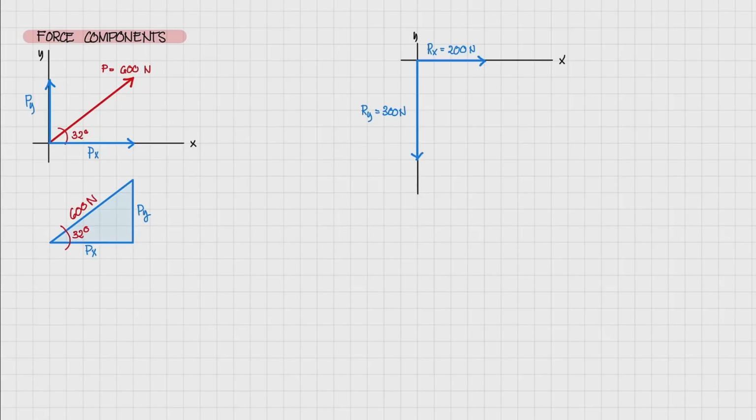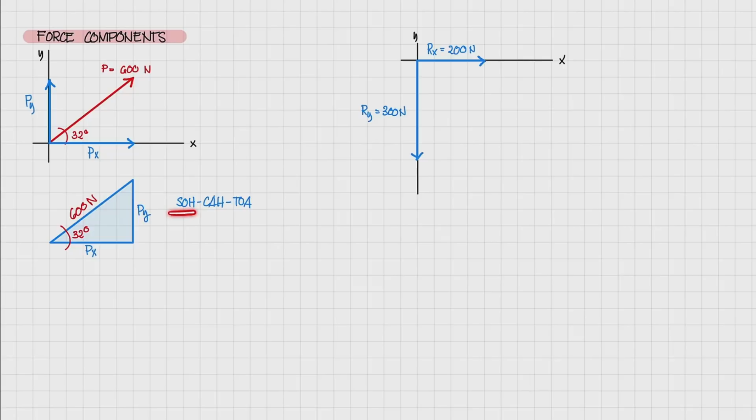So in computing for Px and Py, we're going to apply your SOH-CAH-TOA. Actually, yung sine tsaka yung cosine usually is applied when you're computing for the components, while tangent is used for other cases. So yung hypotenuse, yung 600 newtons. In computing for Py, what are we going to apply? So, ito muna i-solve natin, Py.